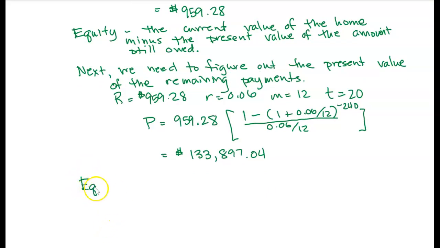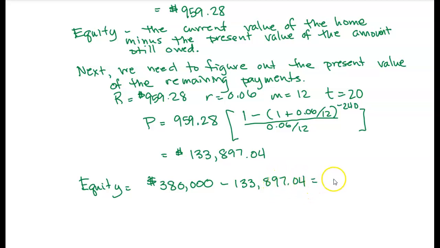The equity is just the difference. If they sold their home right now, they could theoretically get about $380,000 for it. But if they got the $380,000, they'd have to pay off the rest of the loan. If they were moving and sold their house, they would have to pay off the debt on their current house, and then they could use the remaining equity to buy a new house. So we subtract the amount they would have to pay off, $133,897.04. The difference is $246,102.96. So that's how much equity they have in their home.